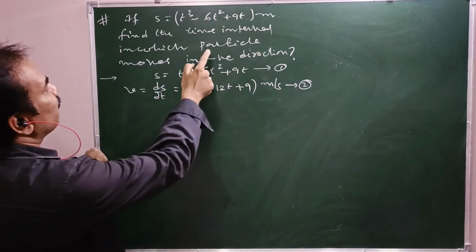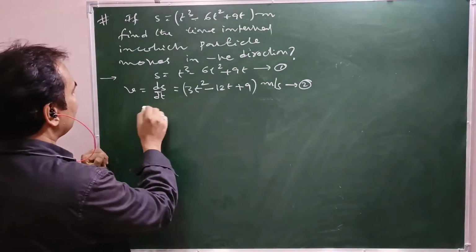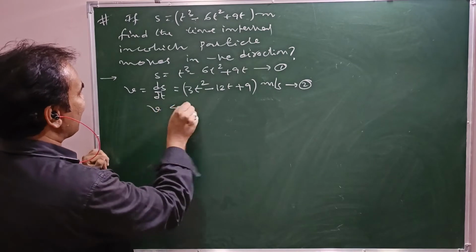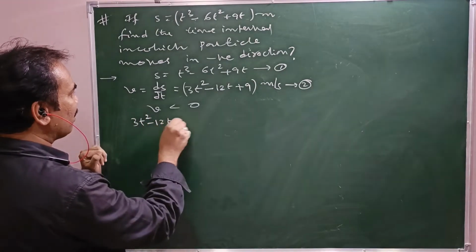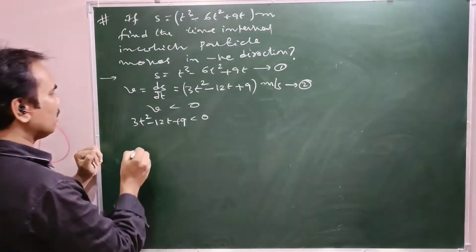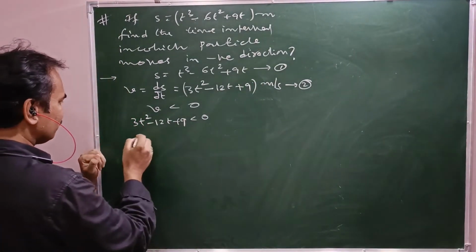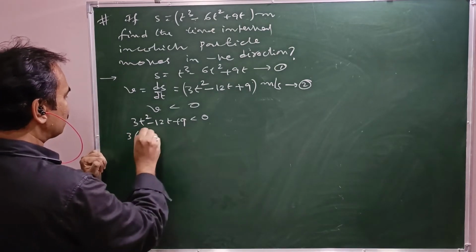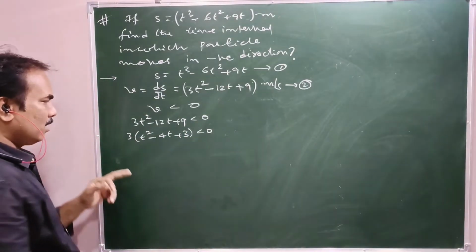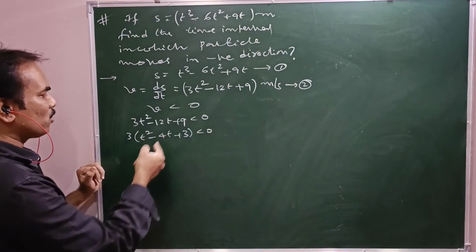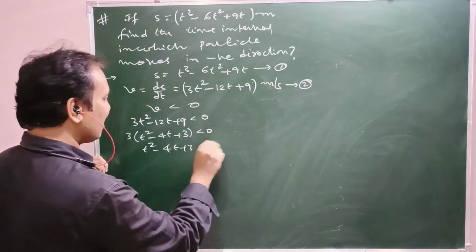If the particle moves along the negative direction, velocity must be less than 0. That is, v is less than 0, that is 3t square minus 12t plus 9 less than 0. Now 3 is common here: 3 of t square minus 4t plus 3 less than 0. In the sense that t square minus 4t plus 3 must be less than 0.